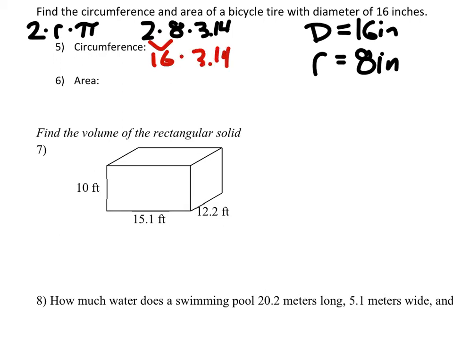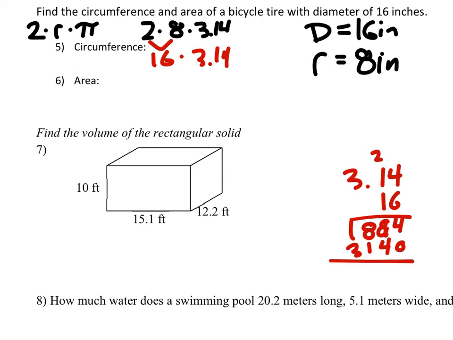Let's do that over here. 3.14 times 16. There's a 4. Carry the 2. 8 and 18 in the tens position. 413. So I got 4, 2, carry the 1, 0, 5. With 2 decimal places, so that's 50.24. That's the circumference in inches. So there's our circumference.